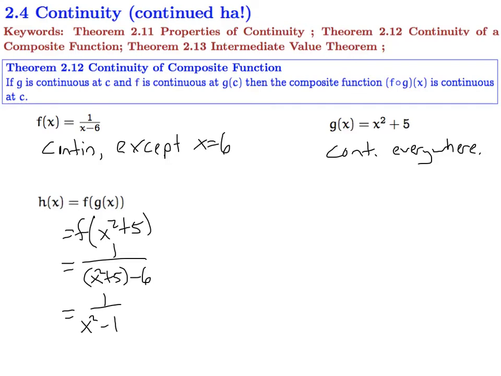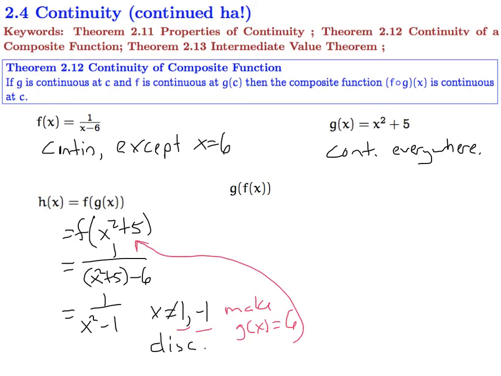So now we see that we have problems: x had better not be 1 and negative 1. So it's going to be discontinuous at these points, 1 and negative 1, because it'll make us try to divide by 0. And the reason this happened is because these two values, 1 and negative 1, make the function g of x equal to 6. So that makes us put 6 into the function f, which is the place where it's discontinuous. That is, 1 and negative 1 make the inside function 6, which gives f an input of 6, which makes it discontinuous.